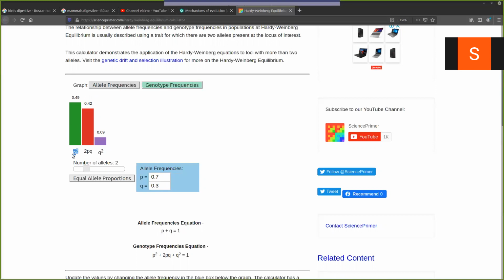The most common one, remember this one, this little guy is the homozygous dominant, because that has two of the dominant alleles. This one is the heterozygous. And this one is the recessive homozygous. So the frequency of the genotype for the dominant homozygous must be almost 50%. For the heterozygous, that must be 42%. And for the recessive homozygous, that won't even reach 10%. This is 9% only.